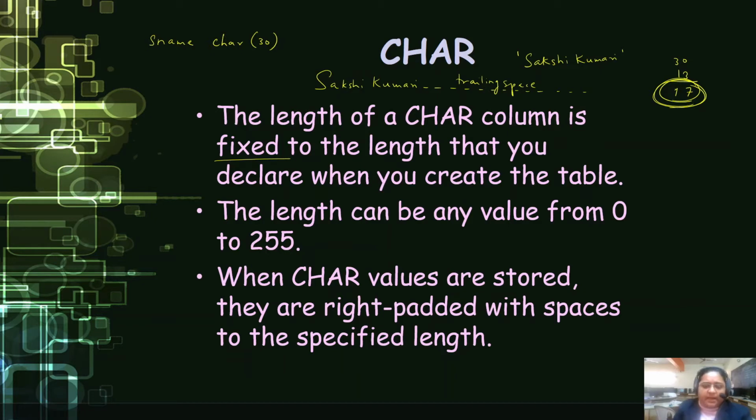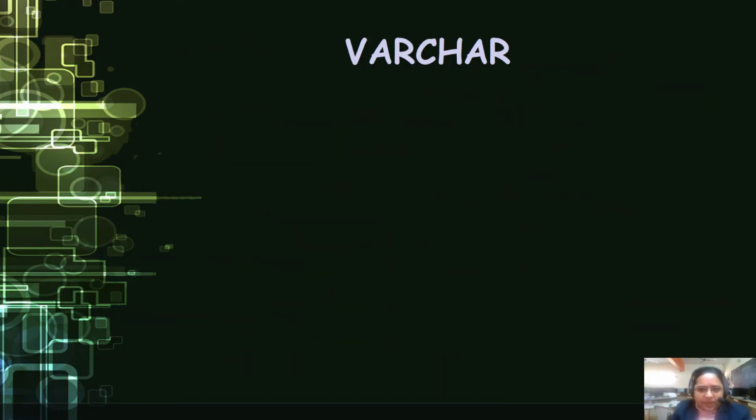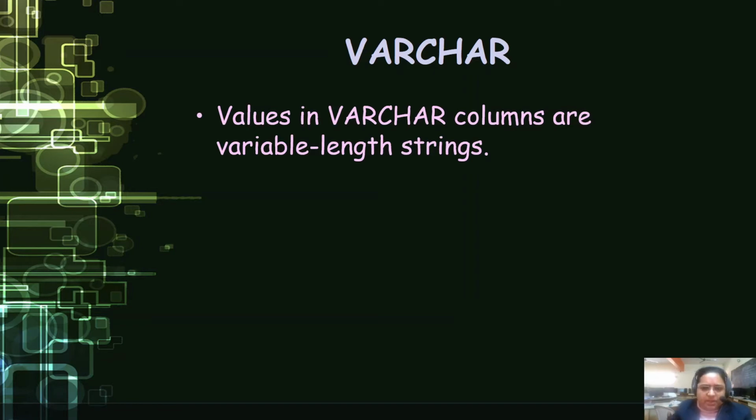But the char data type works very fast, and you can only store up to 256 characters in the char data type. Whereas varchar is much better, which allows us to store more characters, that is 65,536 characters, and they are usually variable length strings. Now if I specify S name as varchar 30, it might use one or two extra bytes in order to store some length information.